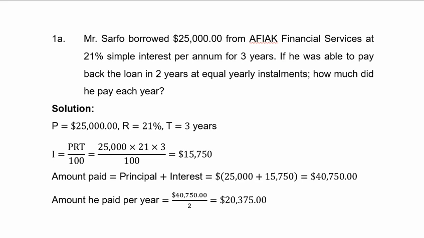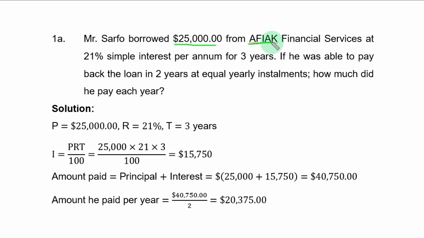Question 1A. Mr. Safford borrowed $25,000 from Afiak Financial Services at 21% simple interest per annum for 3 years. If he was able to pay back the loan in 2 years at equal yearly installments, how much did he pay each year? That is the amount. So you are asked to find the amount he paid each year.